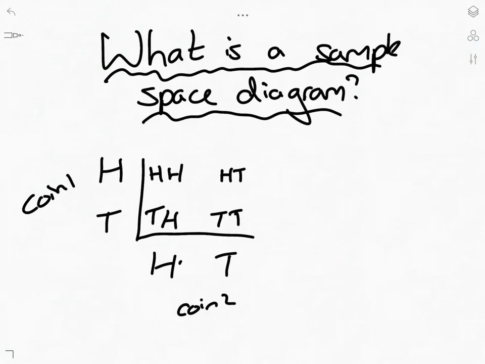Now this is quite a simple one, but then it might ask you what's the probability of getting two tails. Well, the only time that happens, this is heads heads, heads tails, tails heads. Here's two tails, and it's 1 out of the 4 options. So the probability would be 1 out of 4, 1/4.